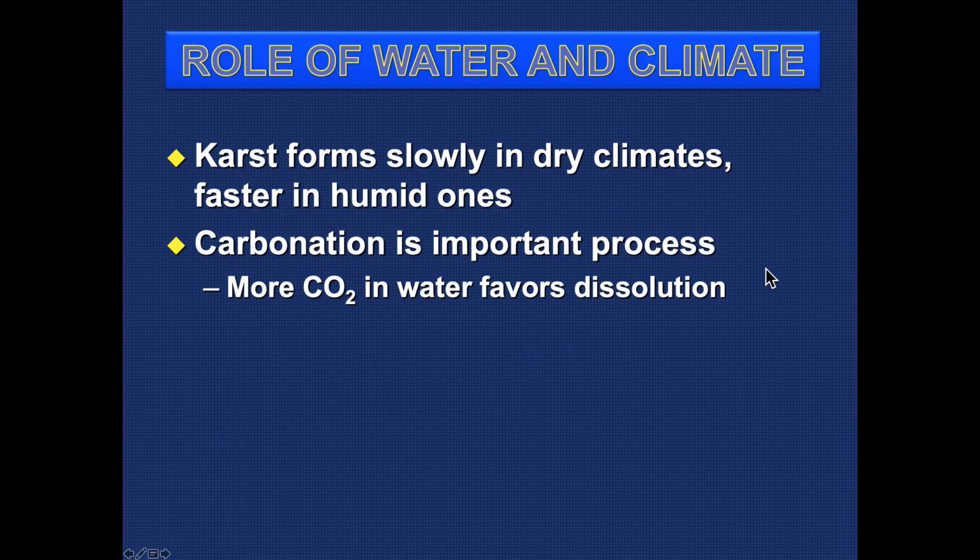Karst will form slowly in drier climates and faster in humid ones. That's because of the idea of chemical weathering. Chemical weathering is facilitated in hotter, wetter climates. So for example, Caribbean karst is much, much faster forming than, say, temperate karst, okay?